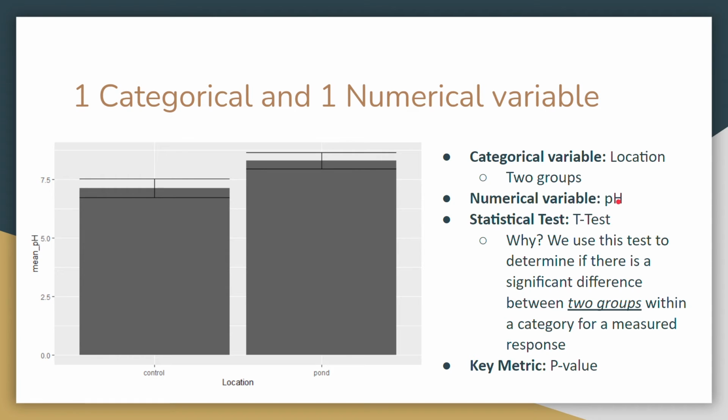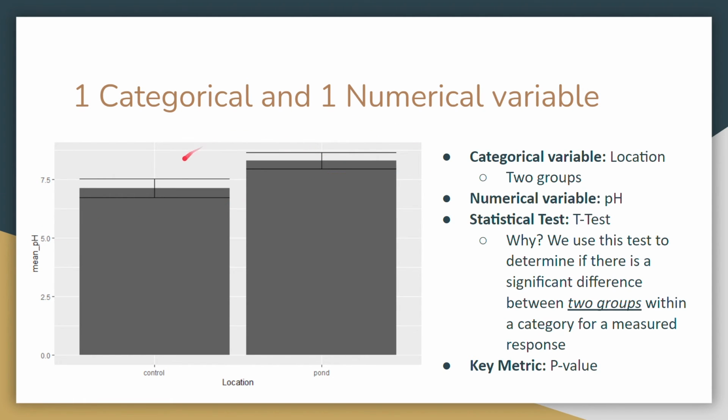And so moving on to some examples. This first example is going to be one categorical and one numerical variable. The categorical variable in this scenario is going to be location, and we have two groups within location. So we have a control and a pond. And the numerical variable is going to be pH. So this is going to be on the y-axis. So if we're thinking about this study or this data, the independent variable is going to be the location, and the dependent is going to be the y, or pH.